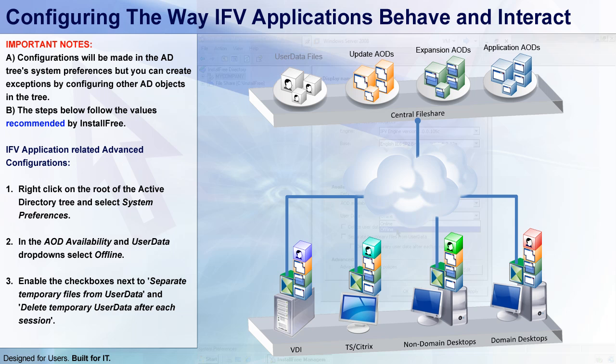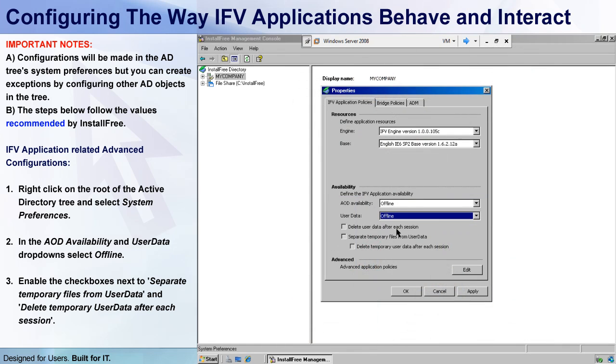So it is mostly suitable for users that use one main endpoint, because if they move to another endpoint, their old user data won't be available, nor will any new changes sync with their original user data file. So I'll select offline again according to InstallFree's recommendations, so users will be able to work offline.